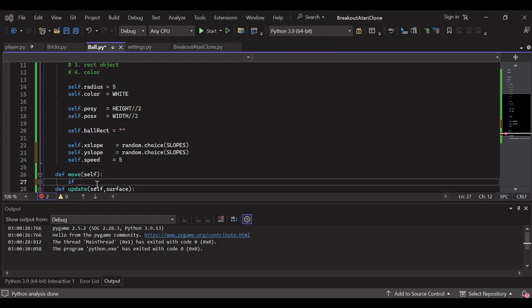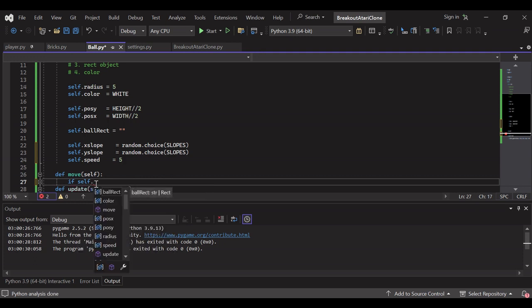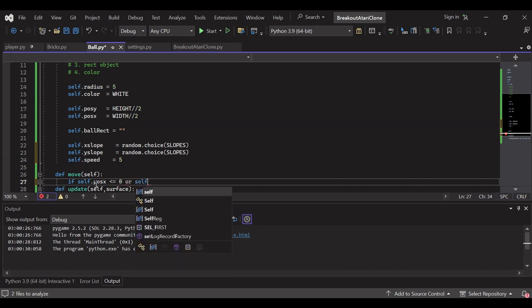So in this part we'll be handling the movement of the ball. For that, similar to the player class, I have created a move function which will be called in the update function. Firstly I have to create a sort of boundary condition for the ball so that the ball does not go beyond the screen position.